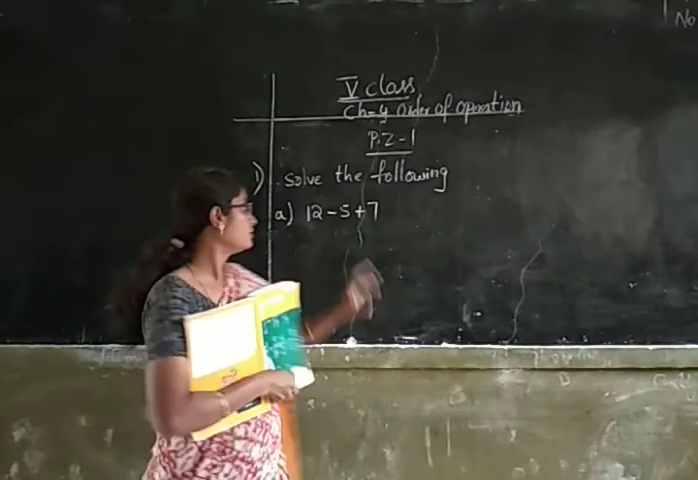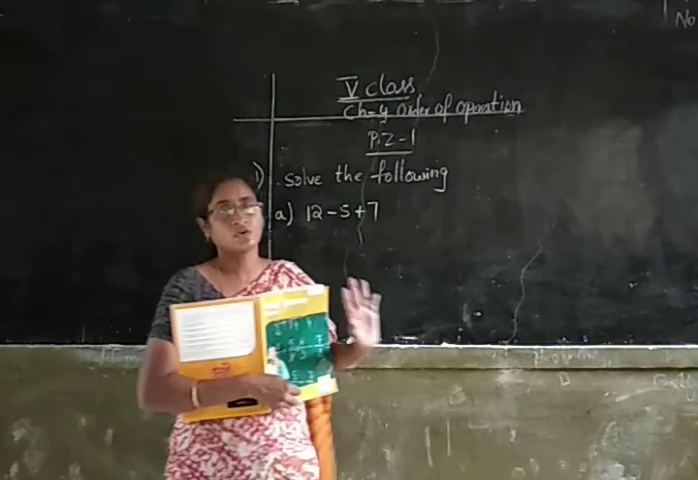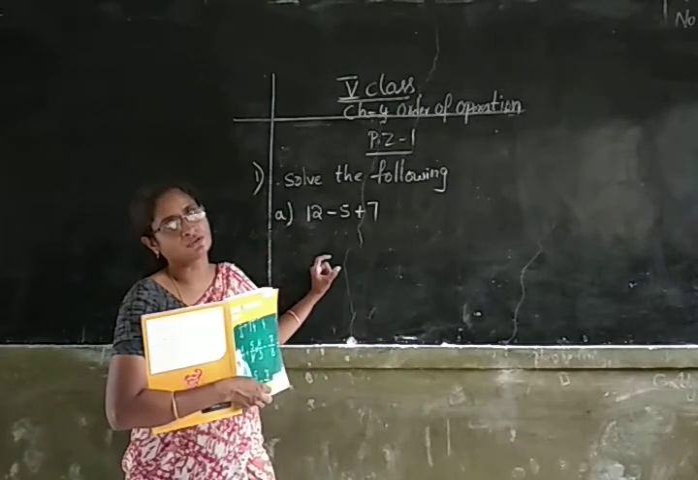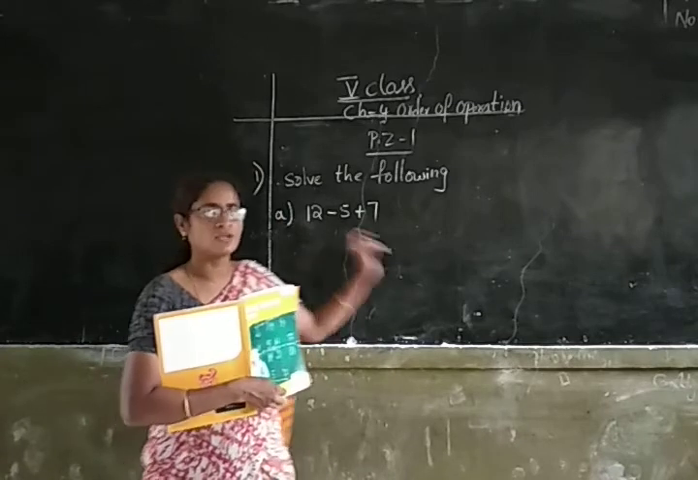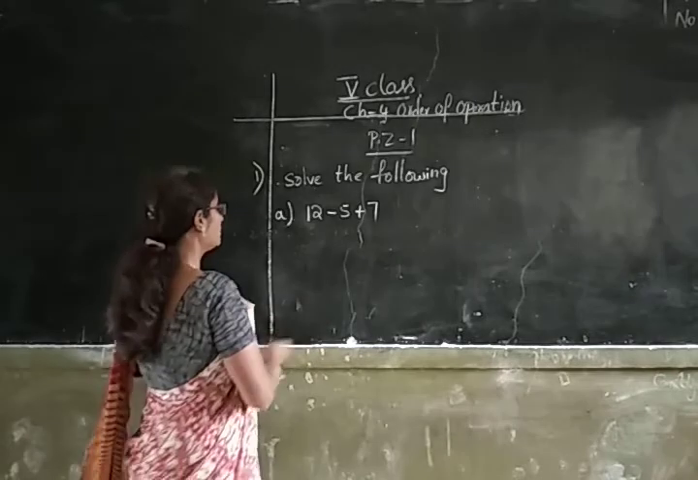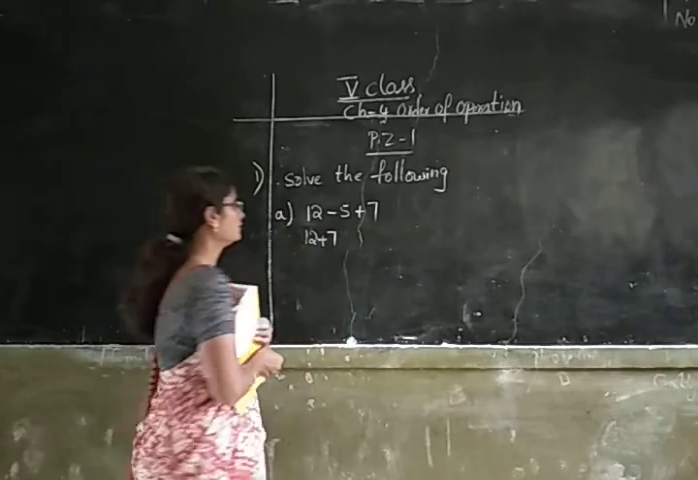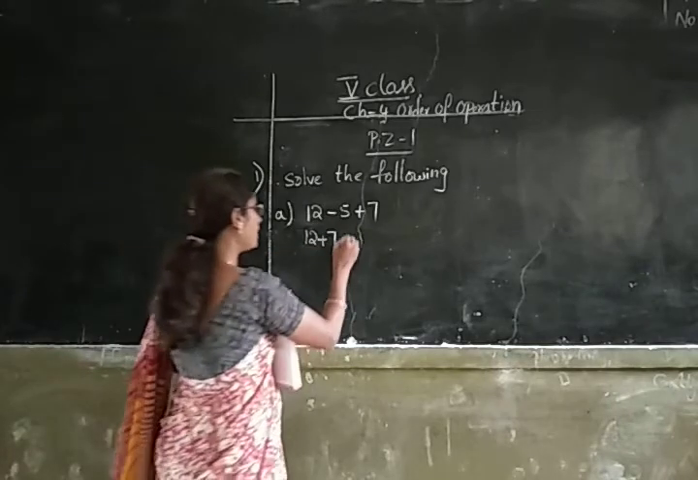According to the BODMAS rule, here they are given only two operations, subtraction and addition. So according to the BODMAS rule, first we have to do the addition and then only we have to do the subtraction. So first let us rearrange the numbers. That means I am arranging the numbers of additions first. So 12 plus 7 minus 5.